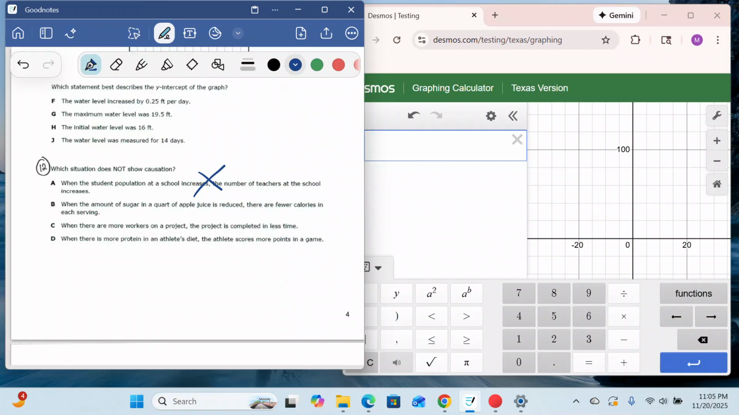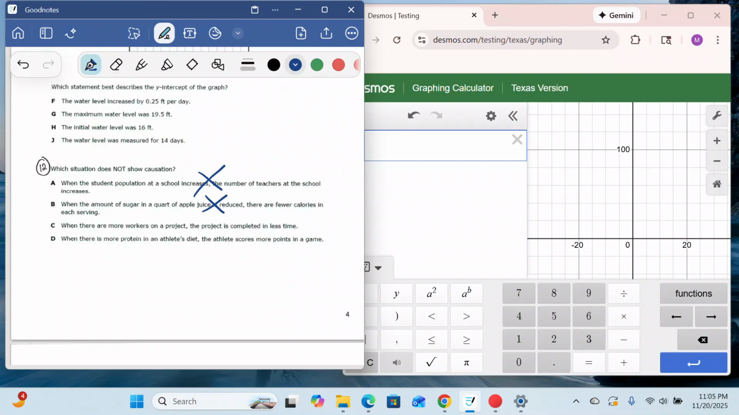When the amount of sugar in a quart of apple juice is reduced, there are fewer calories in each serving. Of course there's going to be fewer calories, and that's the same for Arizona, California, McAllen, Harlingen. The first one is the same. In California, McAllen, Harlingen, South Padre Island, if school population increases, you're going to have more students. So this is a causation. This is also an association because they're associated with each other. But the question is which situation does not show causation. That's false. Let's go to C.